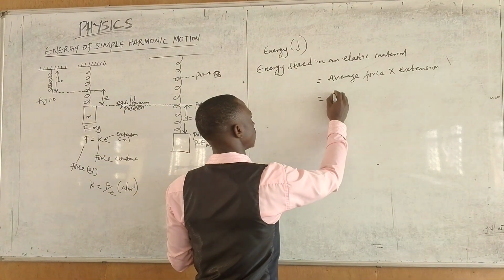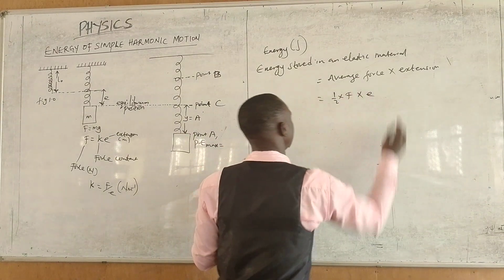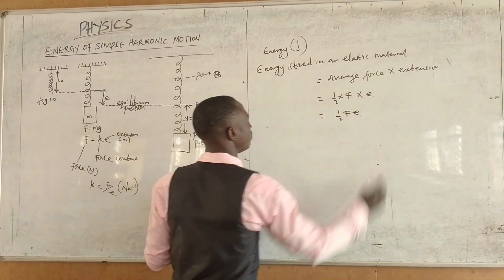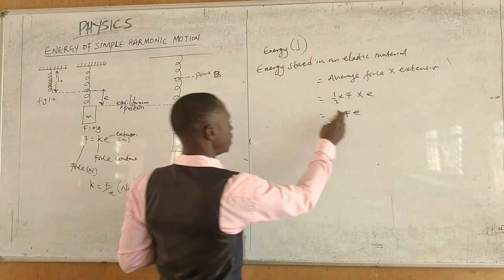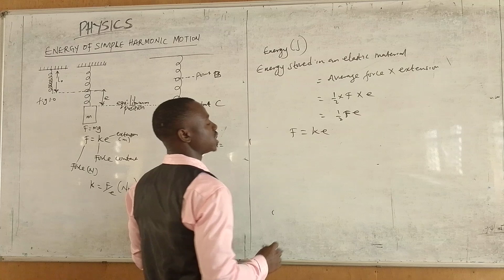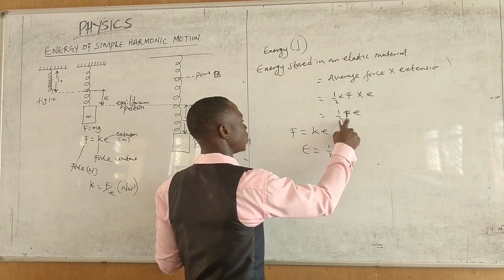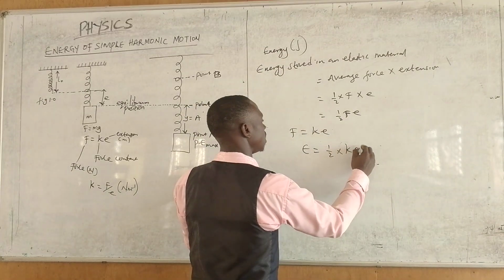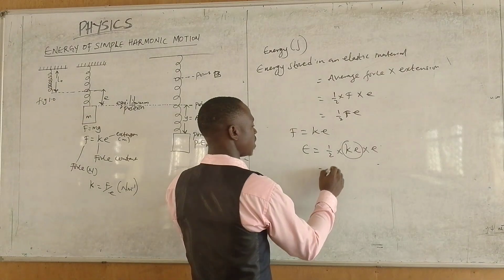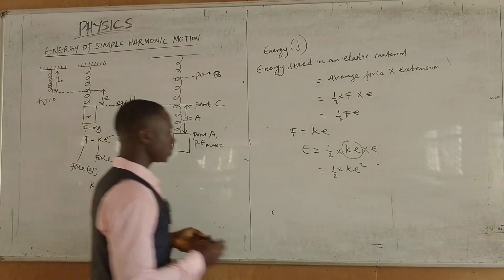Now what's the force, F? That's going to be half times F. Then what's the extension? E. So which is now half Fe. But what is F? The F is the force that is causing the extension, and that F is equal to Ke. So if I substitute here now, I will have energy equal to half times Ke, that is F, then times E again. So if I simplify, I'm going to have half Ke squared.